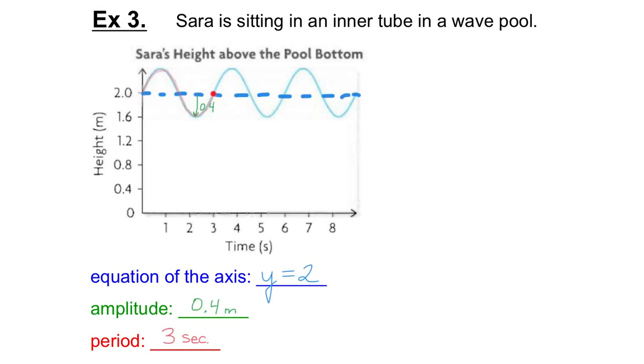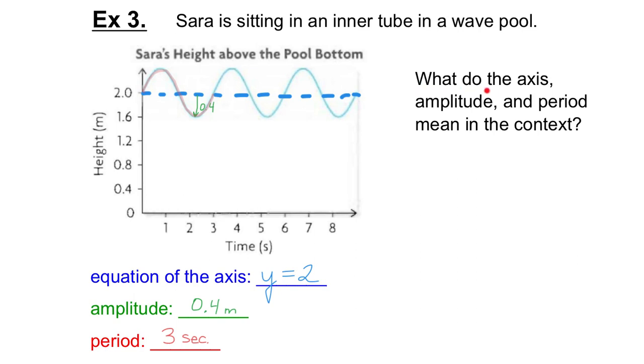The equation of the axis is this dotted line I've drawn here, y equals 2. The amplitude, well, from the central axis to here, I'm going down 0.4 units, meters I should say, 0.4 meters. And the period, I've highlighted one complete cycle, takes 3 seconds from start to finish of the cycle. I could have looked from here to here as well, and I would notice that it's also a span of 3 seconds.